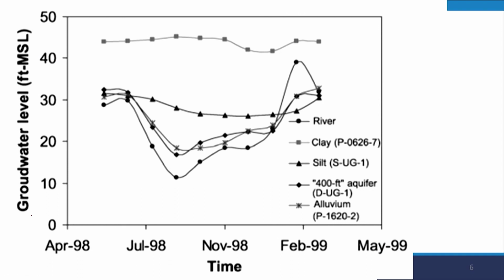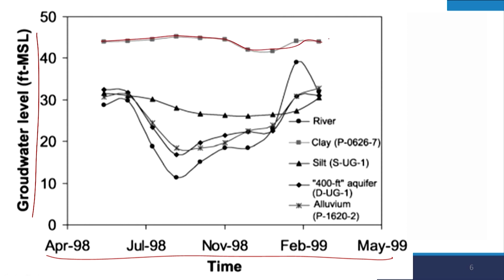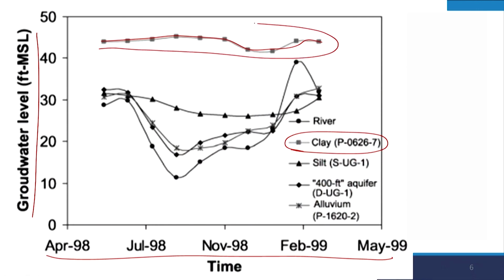Here we have the groundwater level on the y-axis, with one year of monitoring. In the clay layer, which is relatively far away from the river, you see that the groundwater level is relatively constant. But in the layers which are near the river, this is the profile for the river. Let's just try to highlight that. This is the profile for the river now.